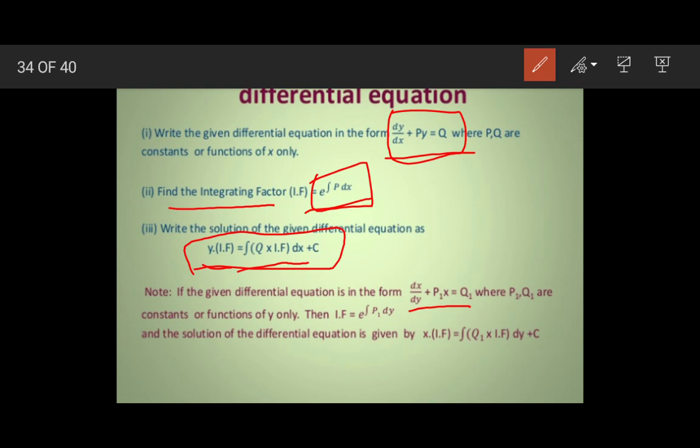Now make a note: if the given differential equation is in the form dx/dy + P1 x = Q1, where P1 and Q1 are constants or functions of y only, then the integrating factor will be e raised to integral of P1 dy, and the solution of the differential equation is given by x times integrating factor equals integral of Q1 times integrating factor dy plus c.